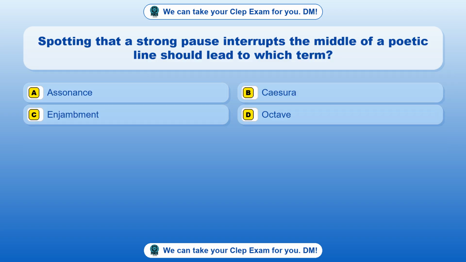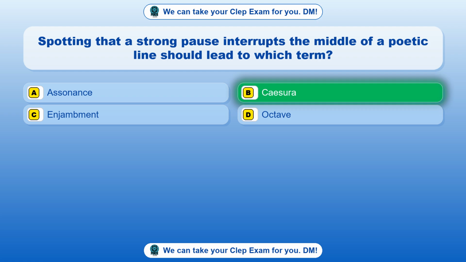Question 50. Spotting that a strong pause interrupts the middle of a poetic line should lead to which term? Option A. Assonance. Option B. Caesura. Option C. Enjambment. Option D. Octave. The correct answer is option B. Caesura.